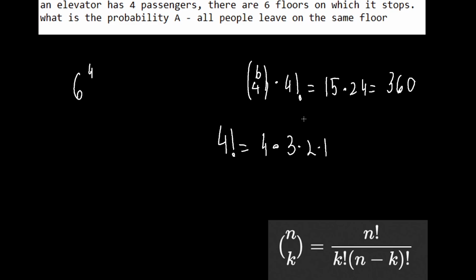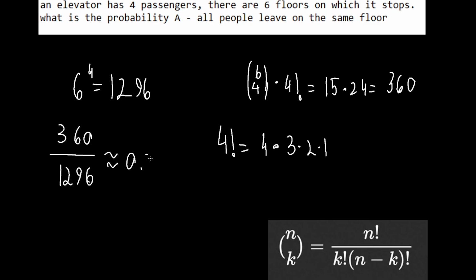So now that we have desired outcomes and all possible outcomes, as I said in the beginning of the exercise, we just simply need to divide the desired outcomes by all possible outcomes to get the probability. Of course, this means the solution to this is 360 over 1,296. So the probability is going to be roughly 28%.